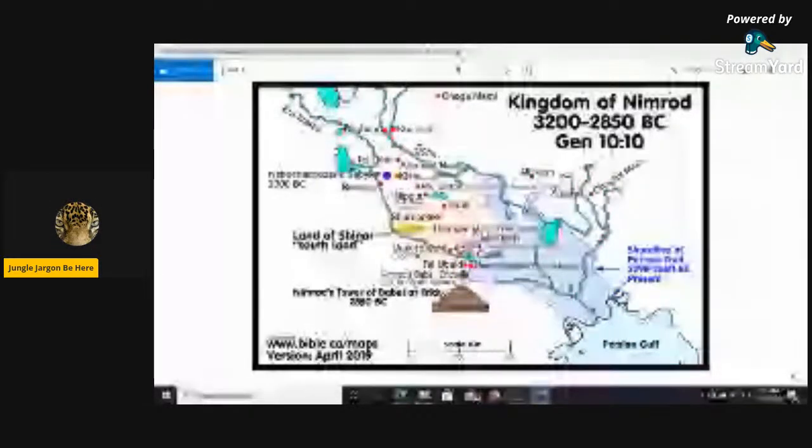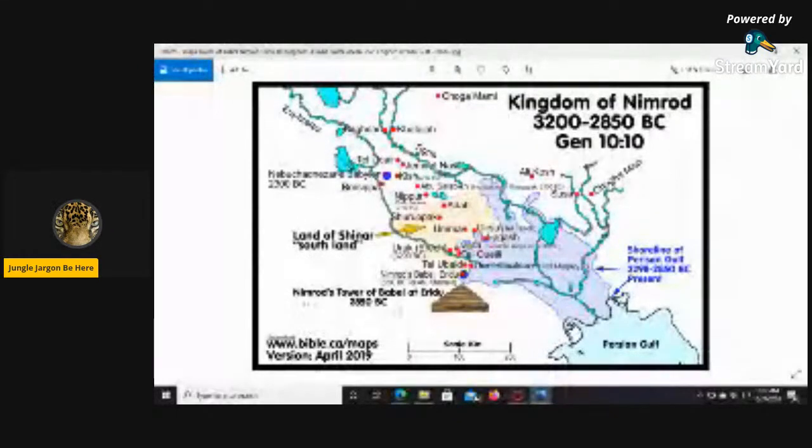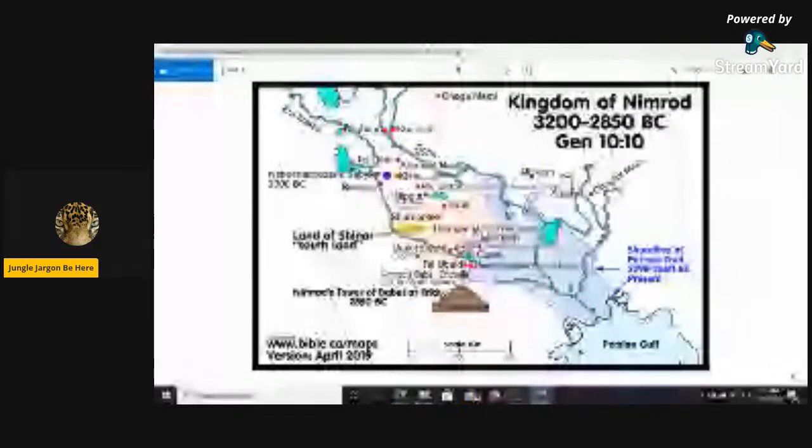This is where Nimrod had his kingdom. See, you have Nimrod's Tower of Babel at Eridu. So Nimrod had his kingdom here early on. You know who Nimrod is? Nimrod is Cush's son, the son of Cush, the father of the Cushites, that the Bible describes as dark-skinned people. That's who Nimrod's father is. He was a great hunter. He had a kingdom in the land of Shinar.